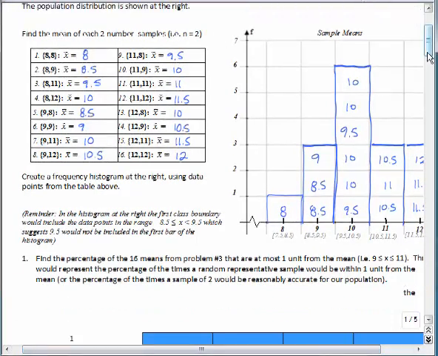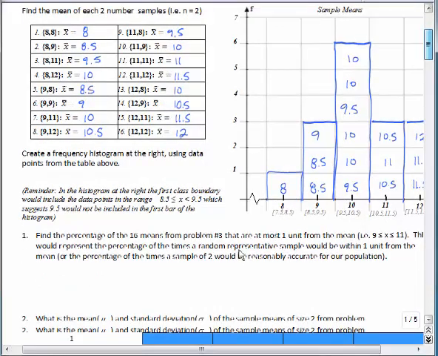It says find the percentage of the 16 means from problem number 3 that are at most, really that shouldn't say problem number 3, that should just say the chart, at most 1 unit from the mean, i.e. they're somewhere from 9 to 11. This would represent the percentage of times the random representative sample of size 2 would be within 1 unit of our correct mean. So we know the answer is supposed to be 10, and they're asking which ones are good predictions and which ones are bad predictions. And we're suggesting anything from 9 to 11 is a good prediction.